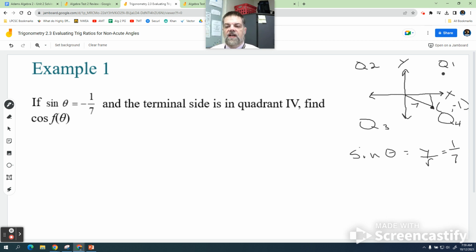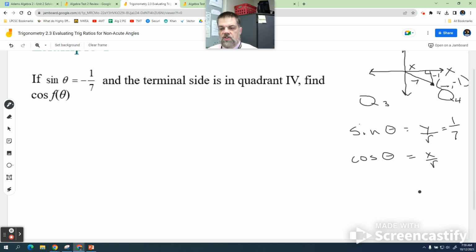And we should also point out that our x value, whatever it is, is positive, because in order for it to be in the fourth quadrant, your x value is positive and your y value is negative. Does that make sense? So from here, it's pretty much what we've been doing. I just need to find the rest of the sides. In other words, this is -1. I don't know what x is, but I do need to figure out what x is because cosine of theta is x over r.